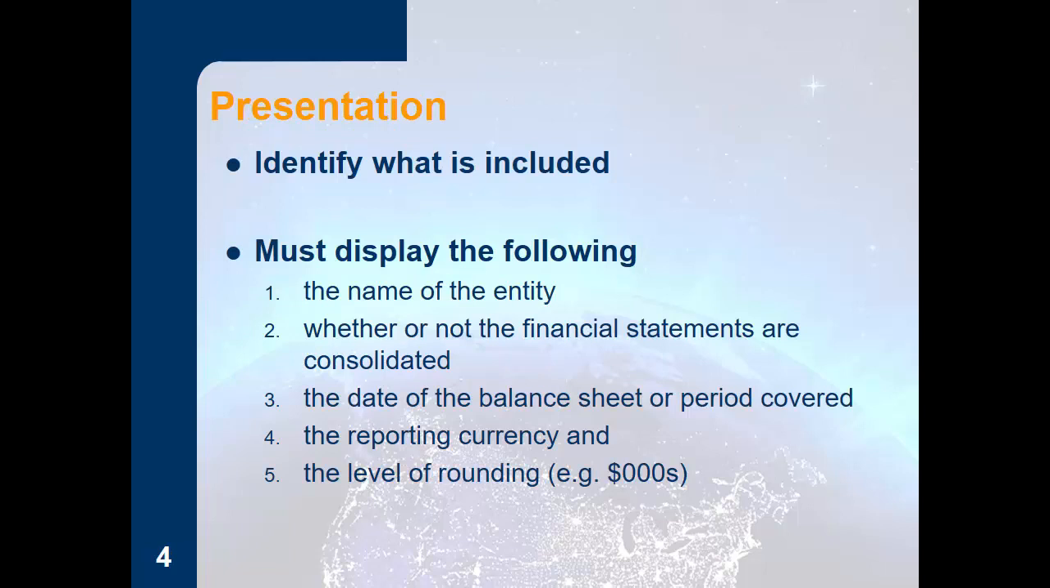So let's identify what's included in the presentation. The financial statements need to display some very basic things, but let's go through the list just to be explicit about it. They need to disclose the name of the entity, whether or not the financial statements are consolidated, the date of the balance sheet or the period that's covered in the other statements, the reporting currency, and the level of rounding that's used. So all those things must be displayed in the financial statements.